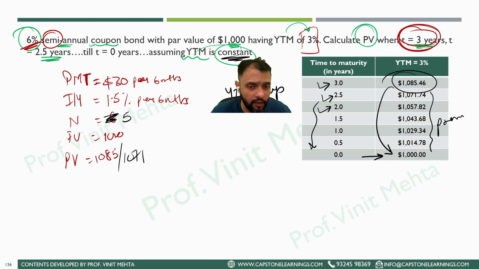But the interesting part is the premium bond price reduces as and when time passes. In case of a premium bond, the price reduces as and when time passes and it approaches maturity. Why? Actually, it's pretty much in line with what Vasudev said initially.